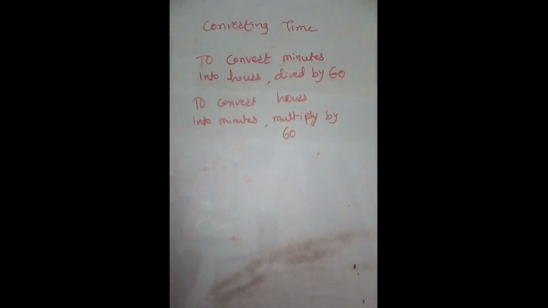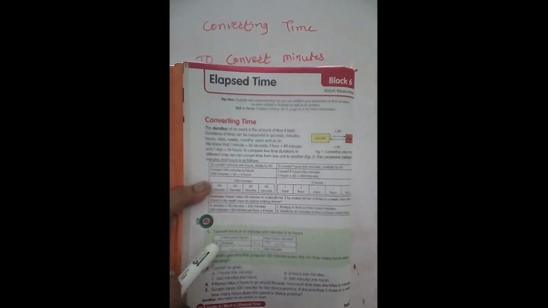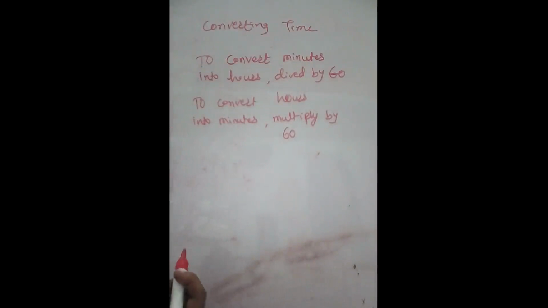So by using this rule we have to solve the questions on page number 30. You have the questions on page number 30. Convert hours into minutes and minutes into hours. So this question we are going to solve. Let's see how to solve the question. How many hours means here you have given how many hours.